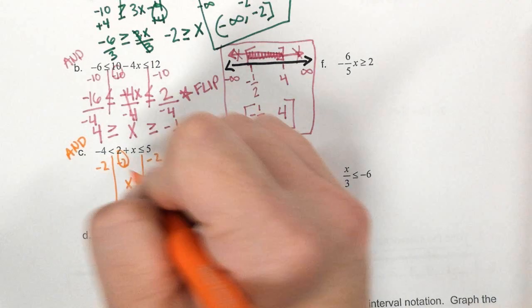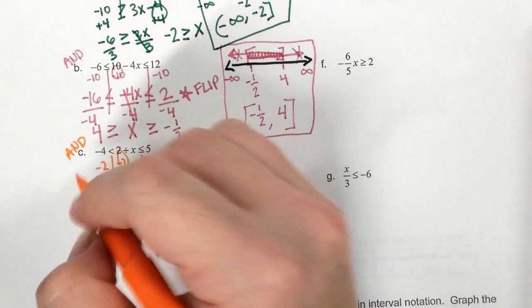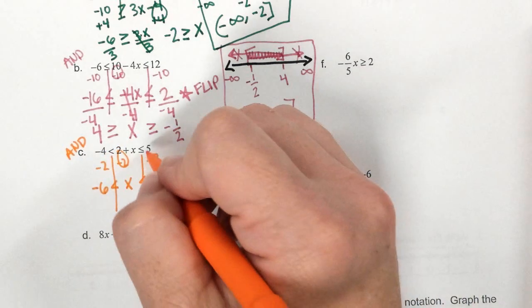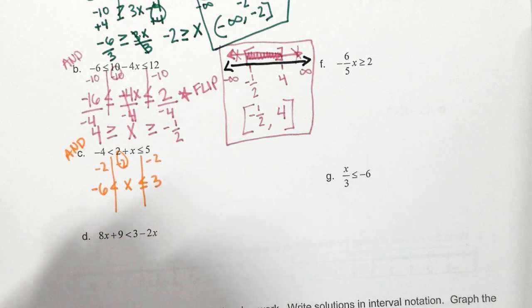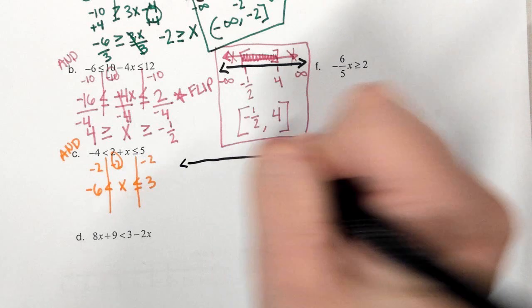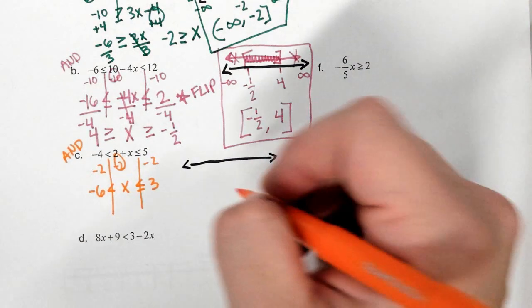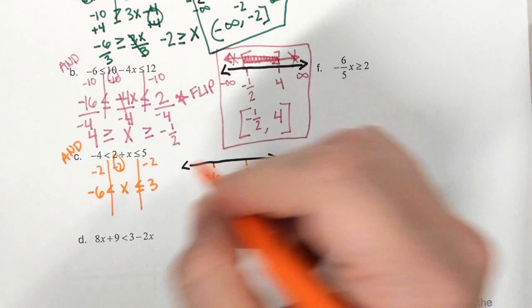I'm going to bring down my symbols. This one has an equal to, this one doesn't, so be careful. Negative 4 minus 2 is negative 6. 5 minus 2 is 3. And then we're done solving. So we're just going to put it on our number line. This is negative 6. This is 3.